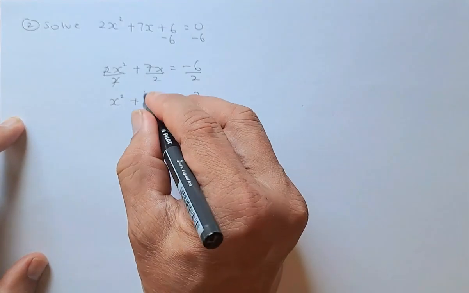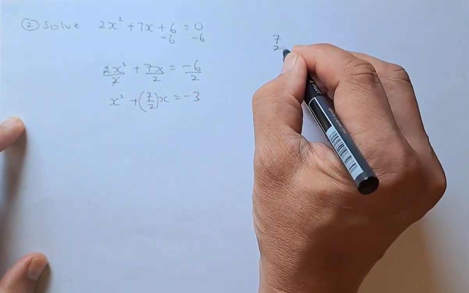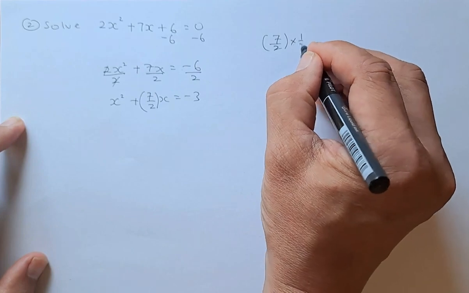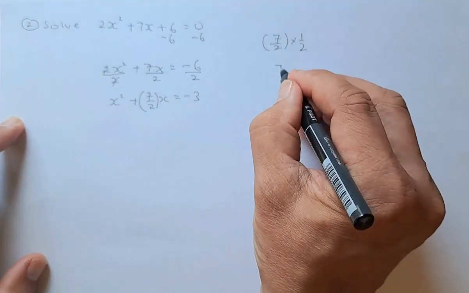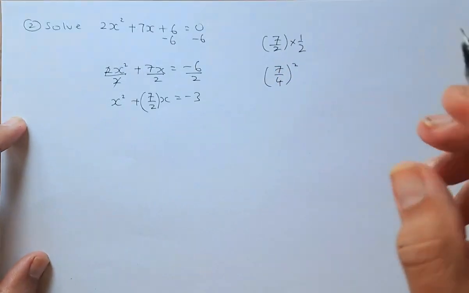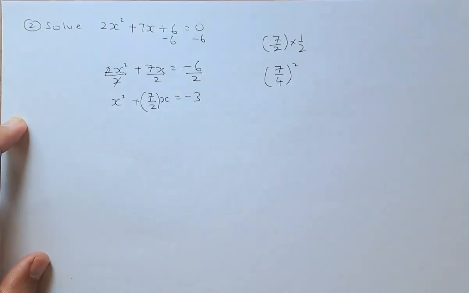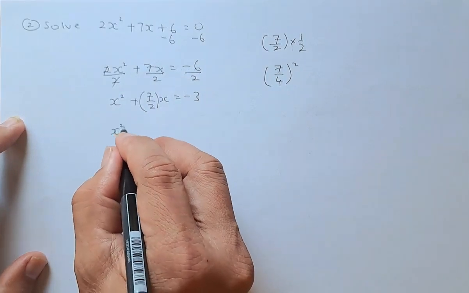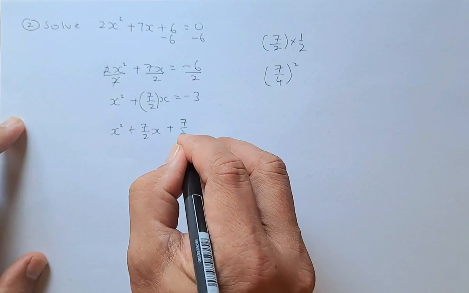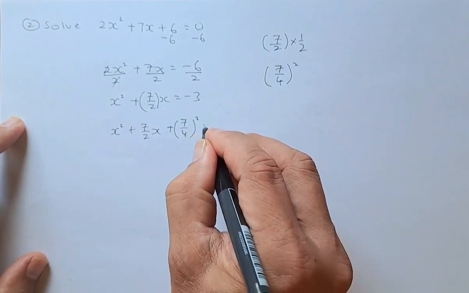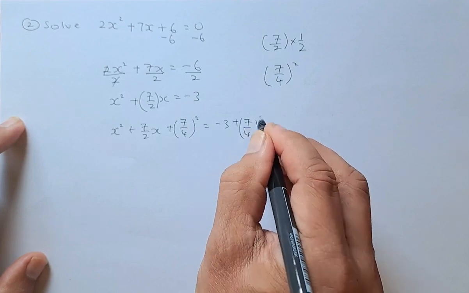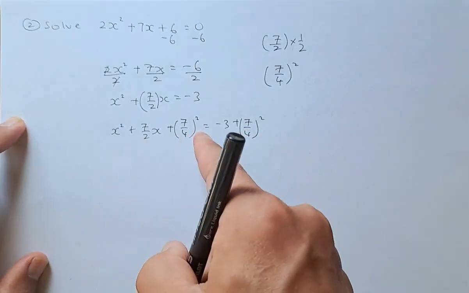You have to look at this number, 7 over 2. So what you do, you're going to multiply 7 over 2 by half. It's going to be 7 over 4, and then you're going to square that number, and you're going to add that number to both sides of the equation. So you're going to have x squared plus 7 over 2 x plus 7 over 4 squared equals minus 3 plus 7 over 4 squared. And this is a perfect square.